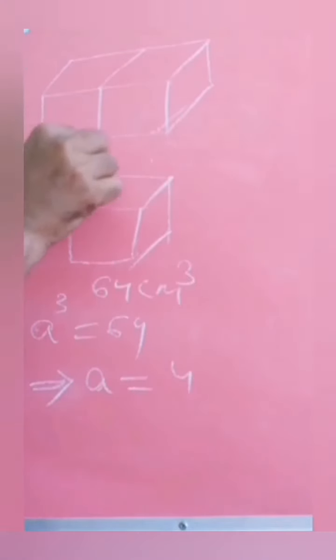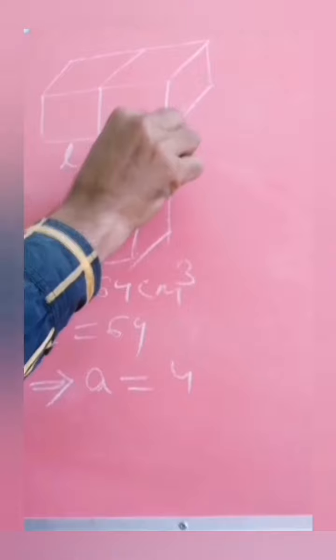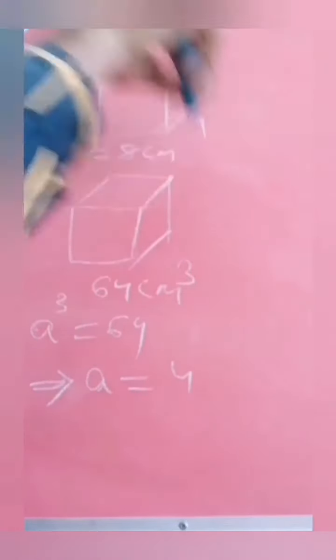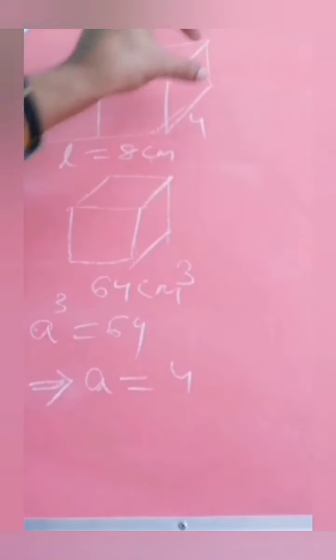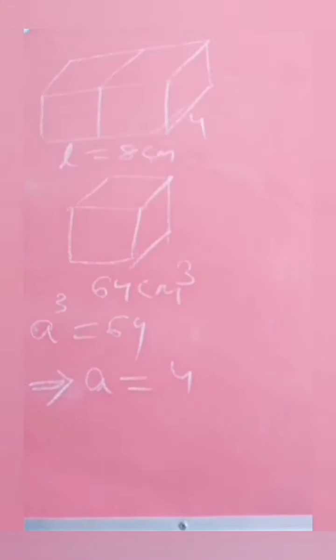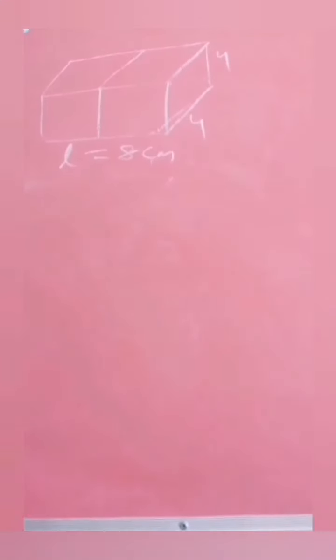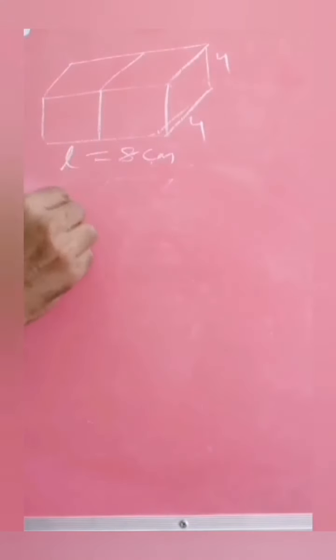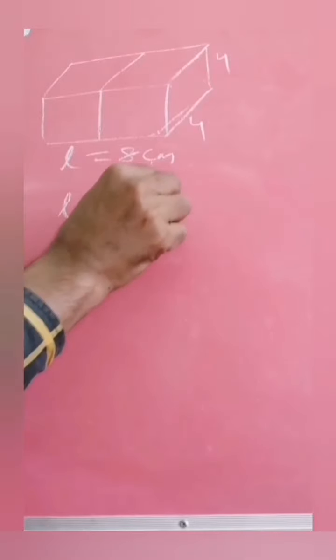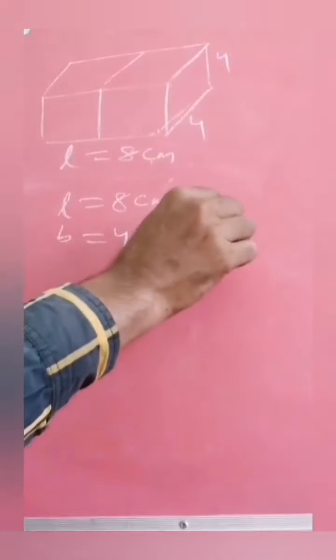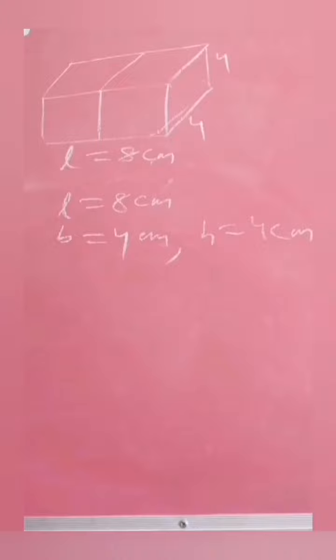So for the cuboid, the length is equal to 8 cm. And the width is the same as the cube, so the same 4. Height is the same as the cube. Cube and cuboid heights are equal, that is 4. So you are getting the dimensions of the cuboid like this: the length is 8 cm, the width is 4 cm, and the height is also 4 cm. And you are asked to find the total surface area of the cuboid.